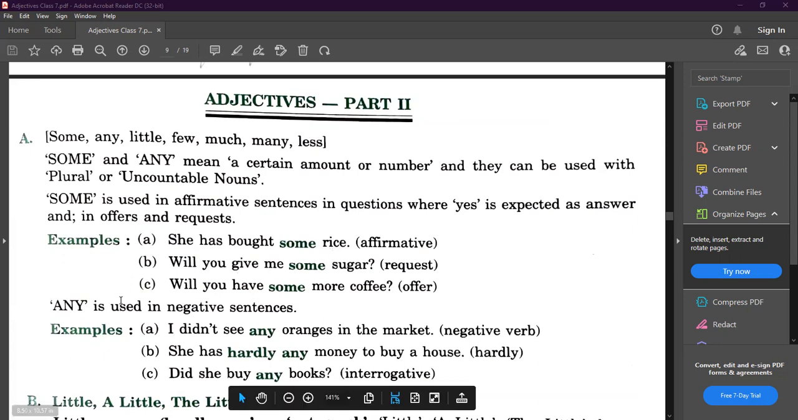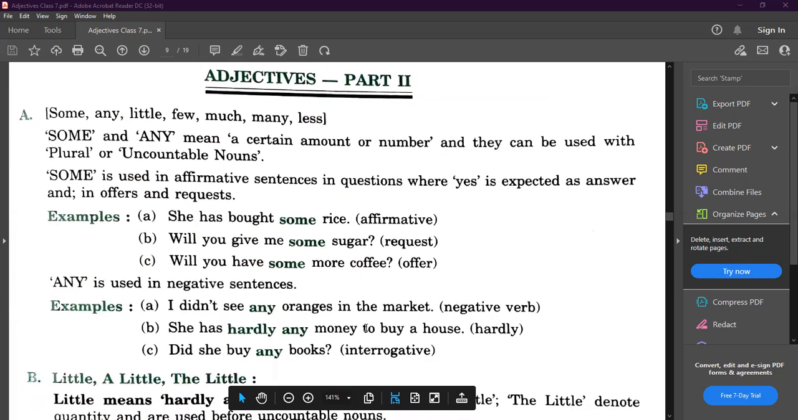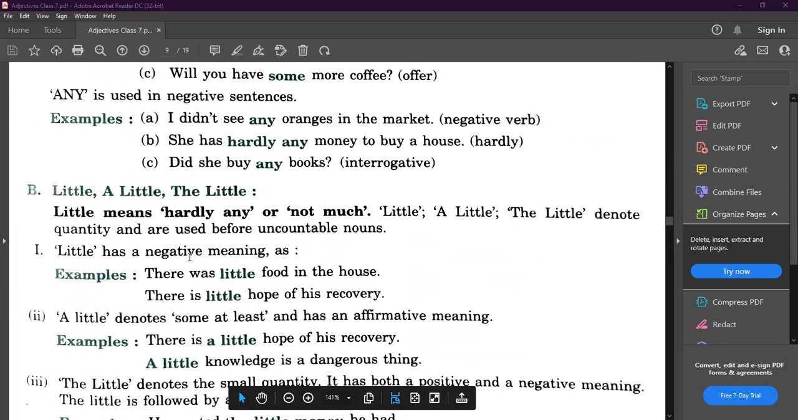I didn't. Any is used in negative sentences. I didn't see any oranges in the market. Now these are the negative sentences. Little, a little, the little. Little means hardly any. थोड़ा सा है, बहुत थोड़ा सा, ना के बराबर. Or not much. Little, a little, the little denote the quantity and are used before uncountable nouns. A little or the little uncountable nouns के पहले लगते हैं.